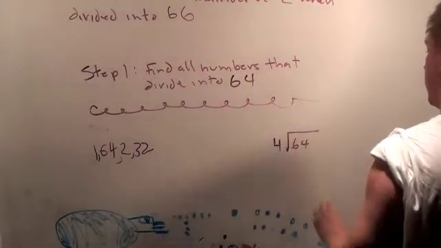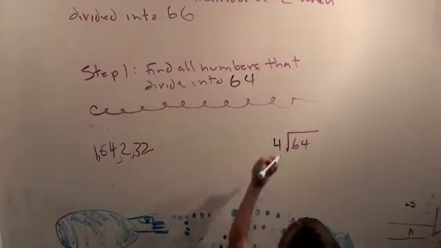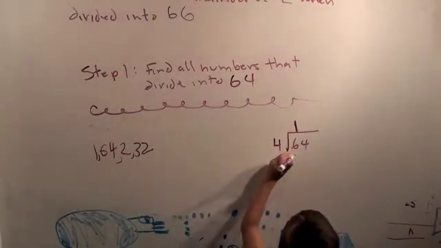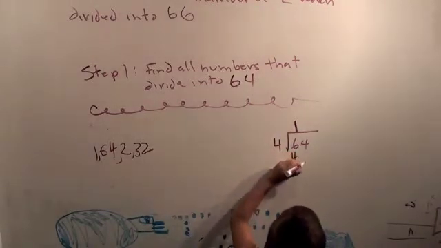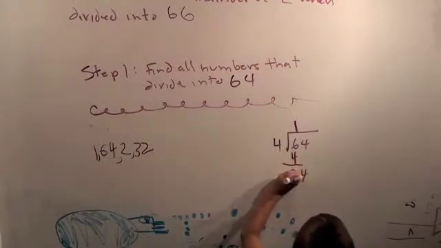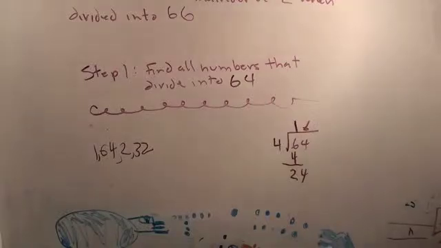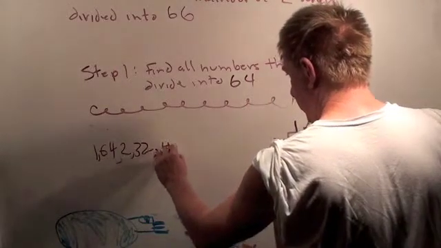Okay, let's see. Practice your long division. Well, 4 can go into 6 once. And 1 times 4 is 4, and we got 6 minus 4, which is 2. Bring down the 4. 4 goes into 24 6 times. Okay, so we have 1 and 64, 2 and 32, 4 and 16.